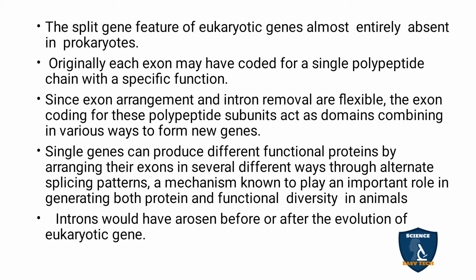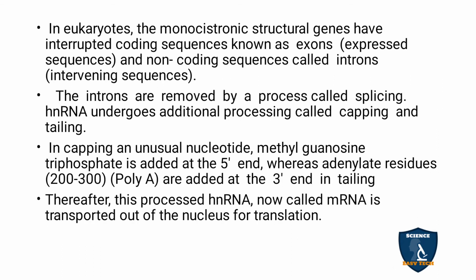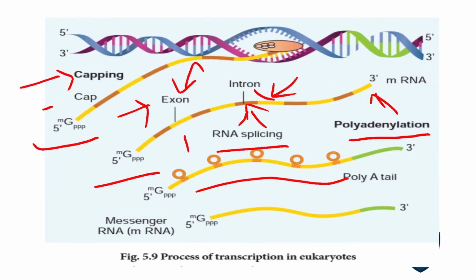A single gene can produce different proteins by arranging the exons in different ways, that is, by alternating the splicing patterns, and they have different functions. So this is the arrangement of exons. If it is arranged like this, new proteins will be formed with different functions.